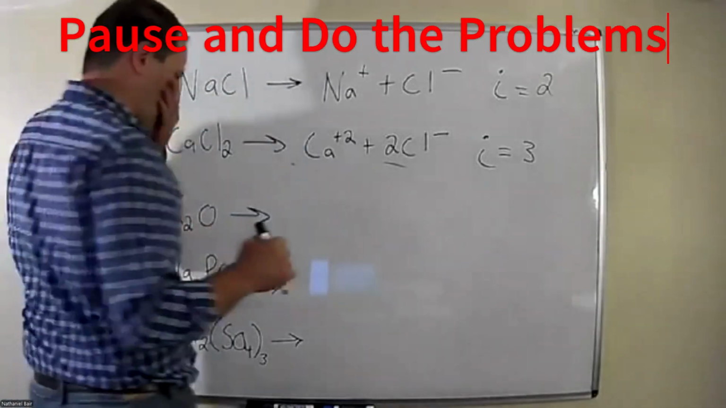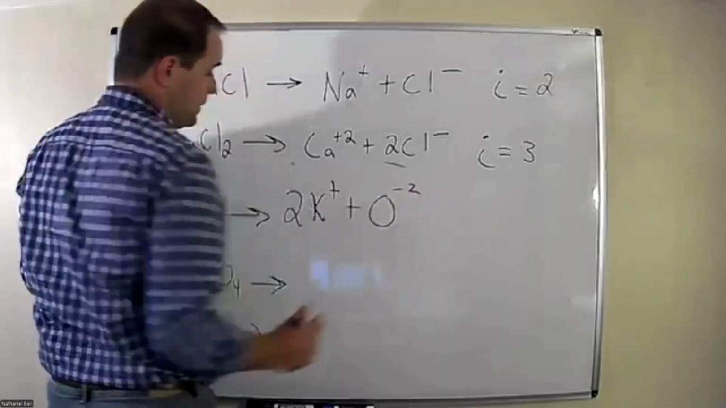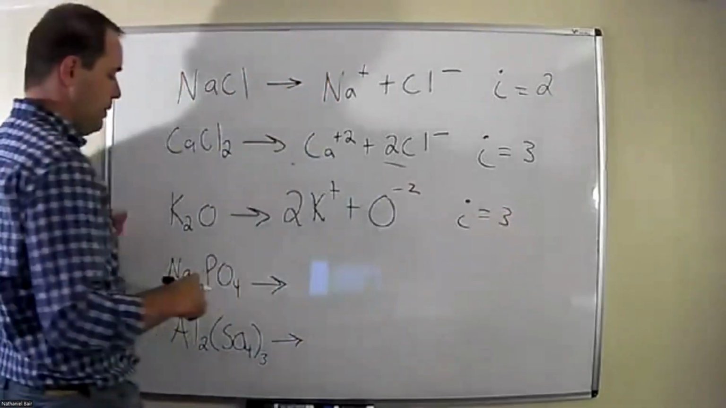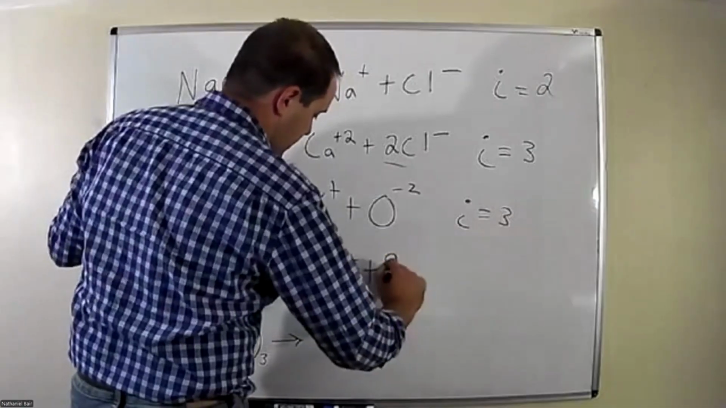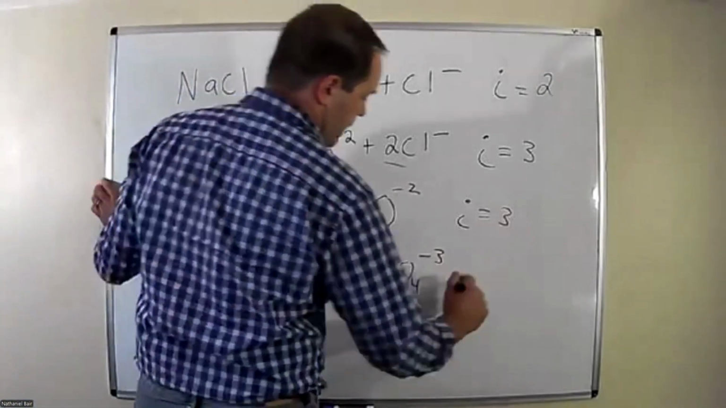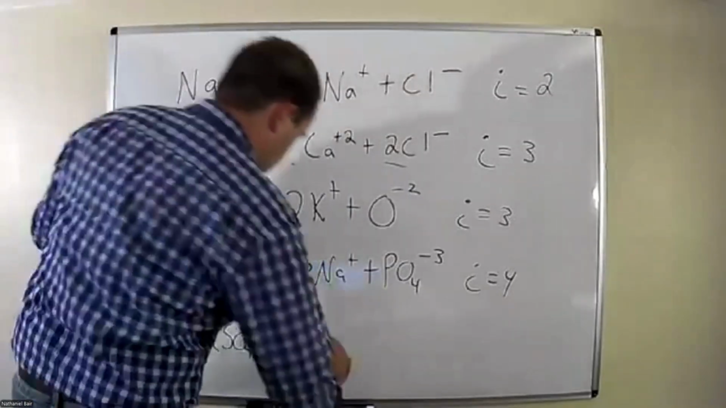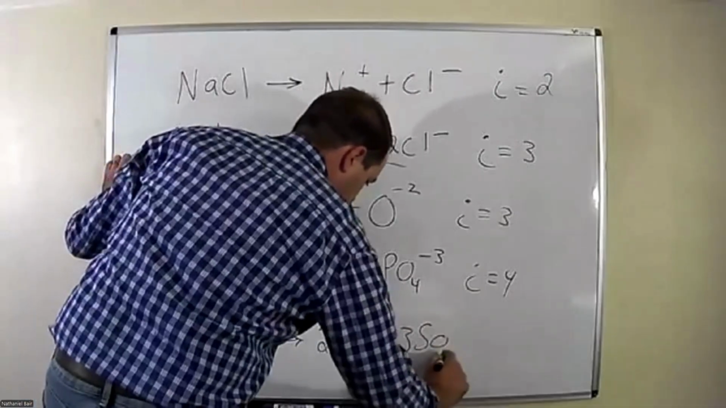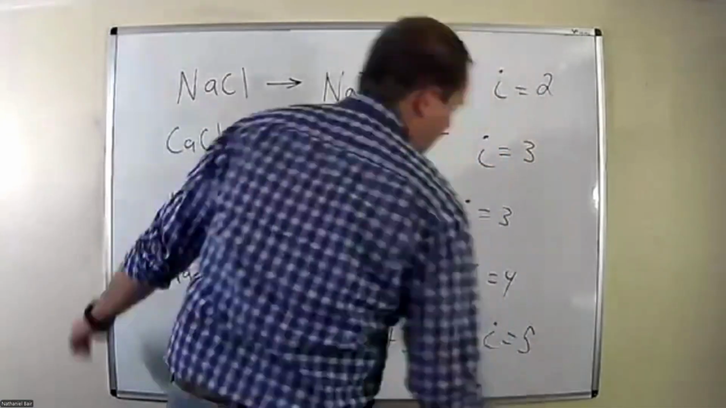All right, potassium oxide breaks apart into 2 potassium cations and an oxide. So that's 2 cations, 1 anion. That's a Van't Hoff correction factor of 3. Sodium phosphate is going to dissolve into 3 sodium cations and a polyatomic phosphate anion. That's going to be 3 cations, 1 anion. That's a Van't Hoff correction factor of 4. And then aluminum sulfate, that's going to break up into 2 aluminum cations and 3 sulfate polyatomic anions. That's a Van't Hoff correction factor of 5.